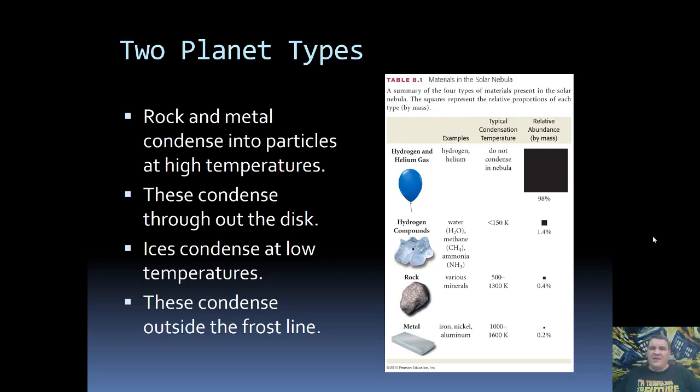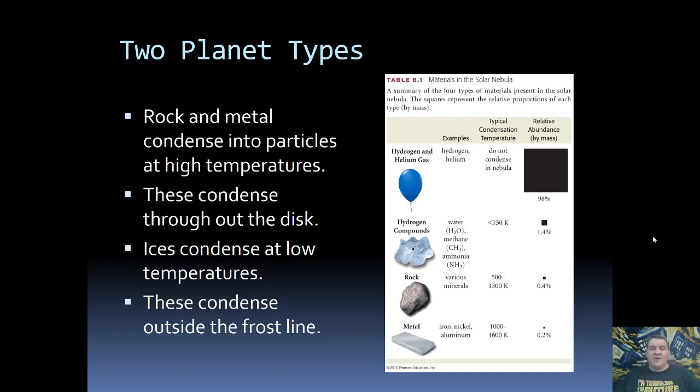Ices, on the other hand, only form in cool conditions, which means near the protosun, where it is the hottest, we're not going to be able to form icy particles. So ices are only going to form out in the outer solar system, at a good distance away from the protosun. So in towards the center, we get rock and metal. Out towards the edge, we get rock, metal, and ices.